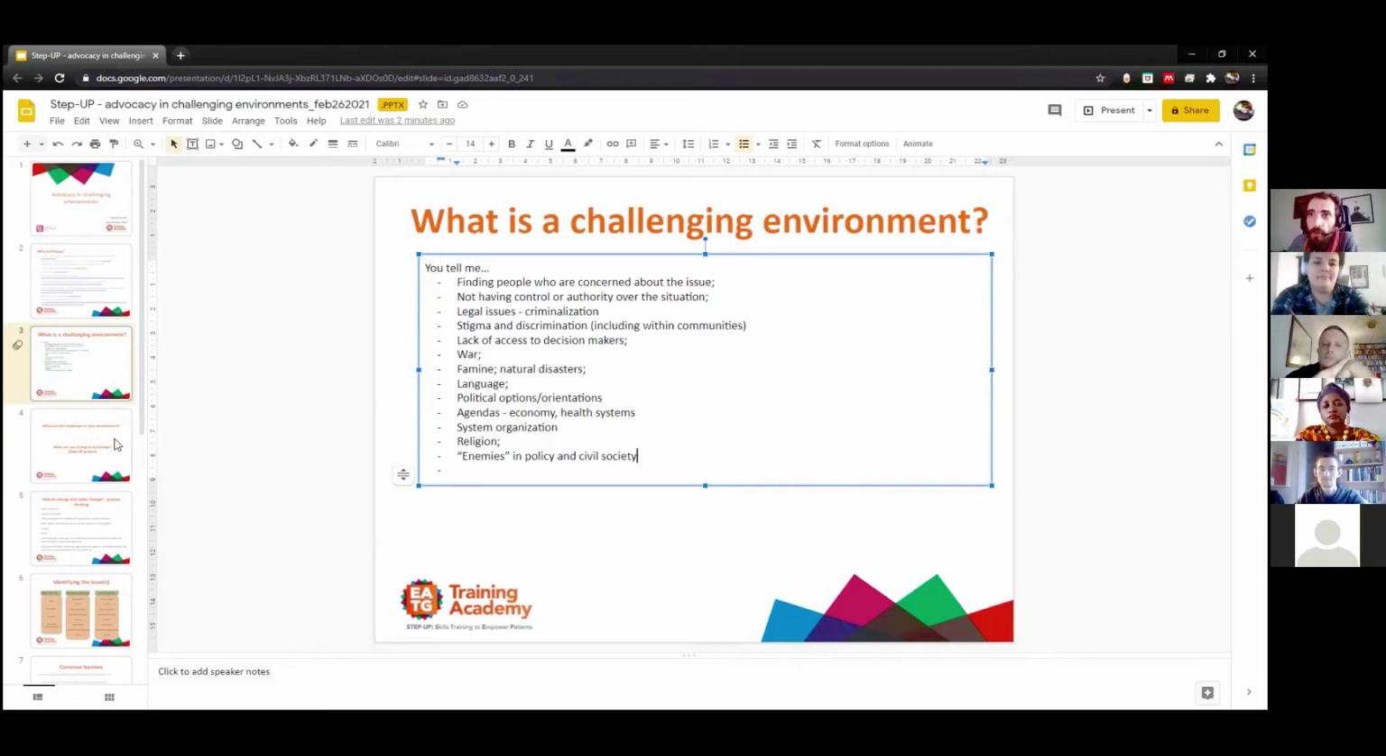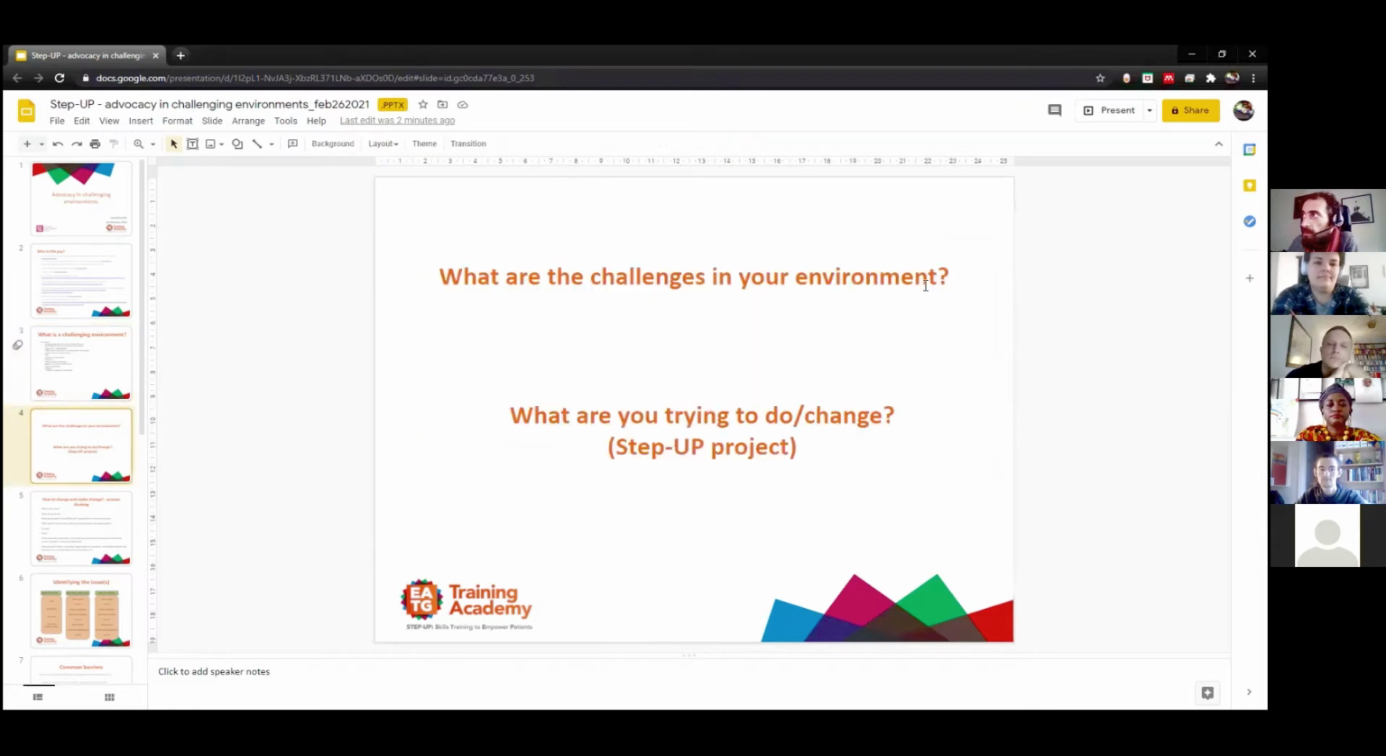So before we move on, I want to give you two more questions, which are the challenges in your own environments. Well, not the challenges themselves, because that will go further ahead, but what is it that you are trying to do within Step Up? What do you want to try and put forward, change, or implement? And again, please feel free to unmute and speak. You can start with any of them.